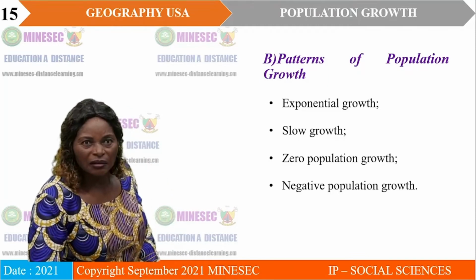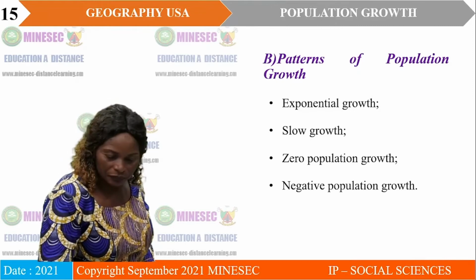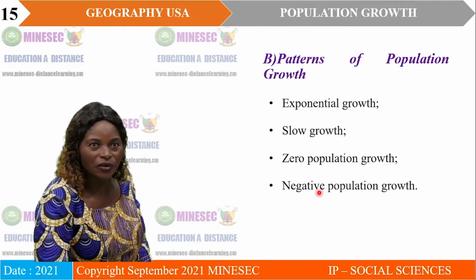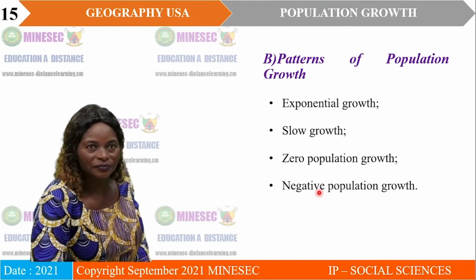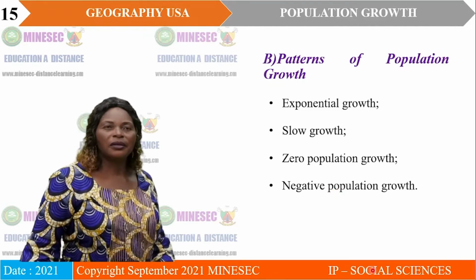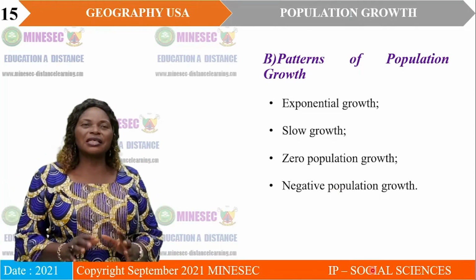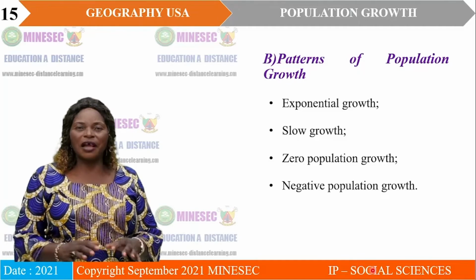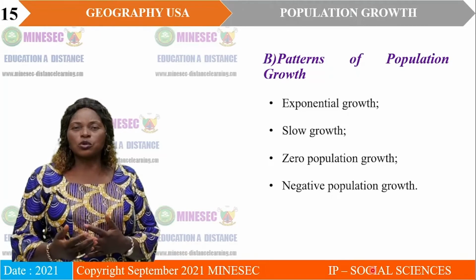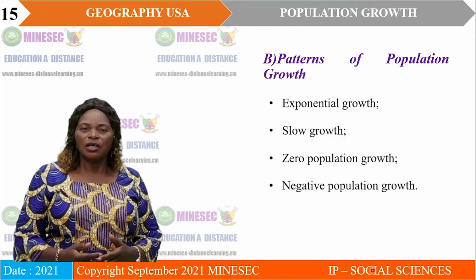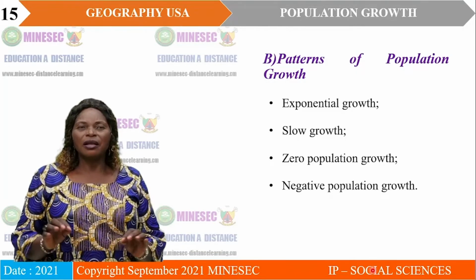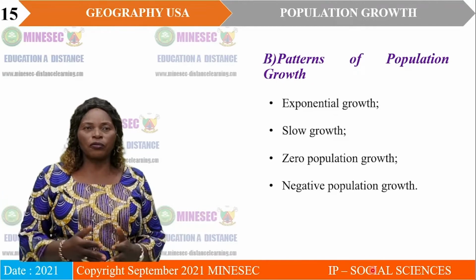Thirdly, there is zero growth. Zero growth is just a situation where population is not growing. In that case, population is in equilibrium. Births and immigration are equal to deaths and emigration. So population is not actually growing, but this is population in equilibrium. So there is zero growth.